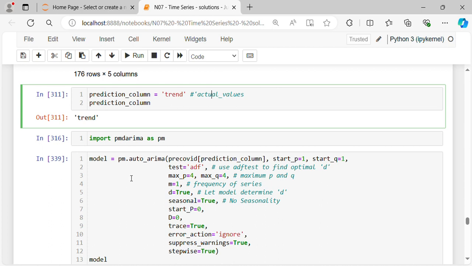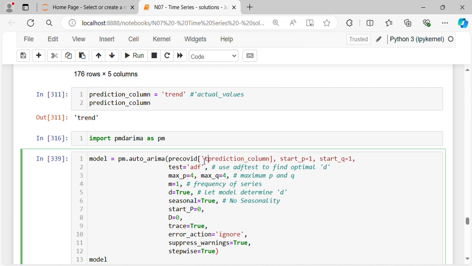Let model equal pm.auto_arima of pre-COVID, column is prediction column and prediction column is trend. So pre-COVID of trend, we can just put trend here instead of prediction column.